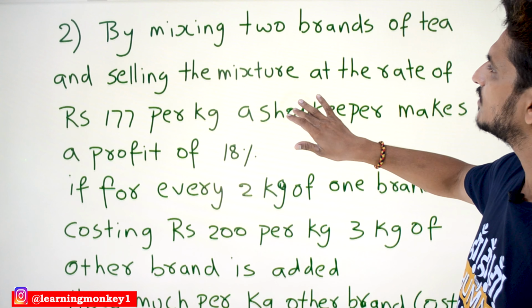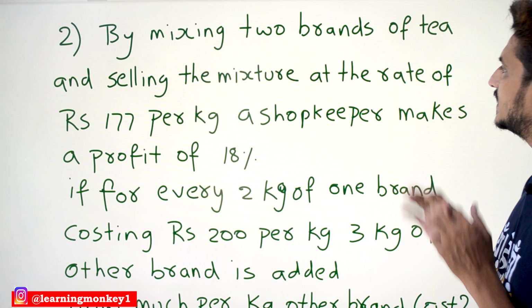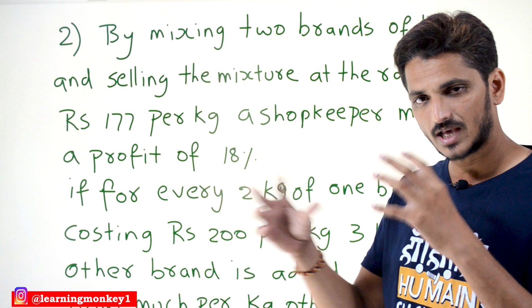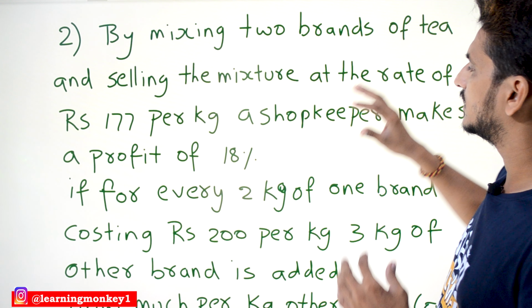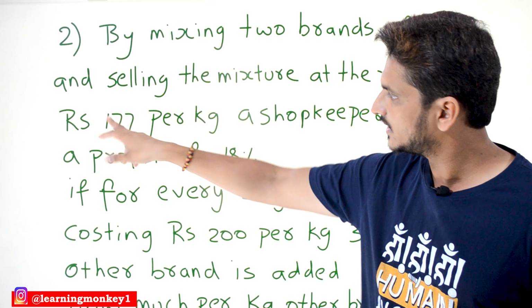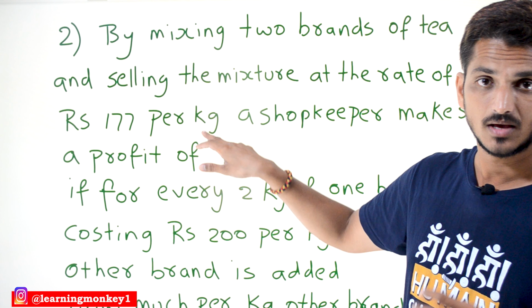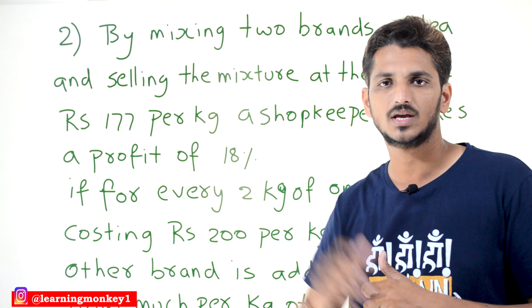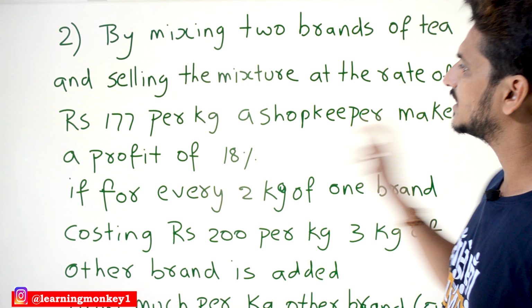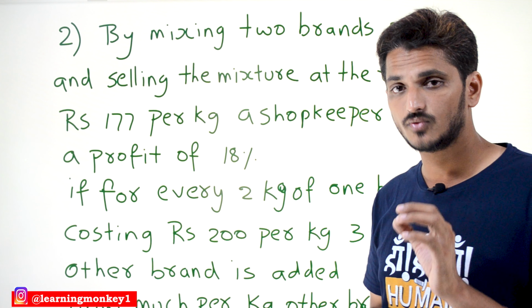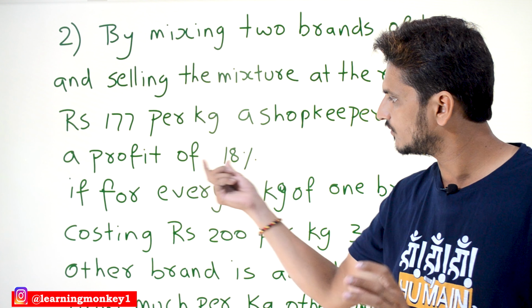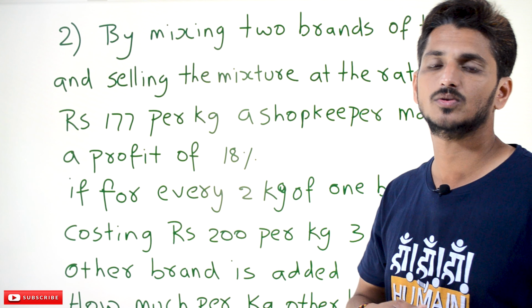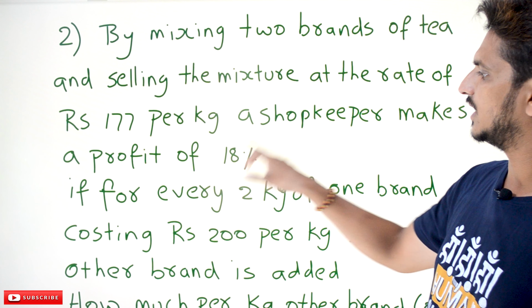And coming to the next example, by mixing 2 brands of tea and selling the mixture at a rate of rupees 177 per kg. So 2 brands of tea have been mixed, and the mixture is going to be sold at 177 per kg. Means directly the selling price has been provided, 177 per kg. A shopkeeper makes a profit of 18%. If he sold this for 177 rupees, he got a profit of 18%. Means gain percentage is also provided. So selling price is provided, gain is provided.